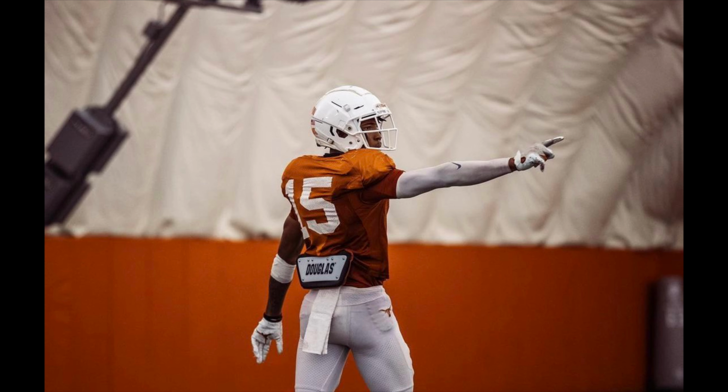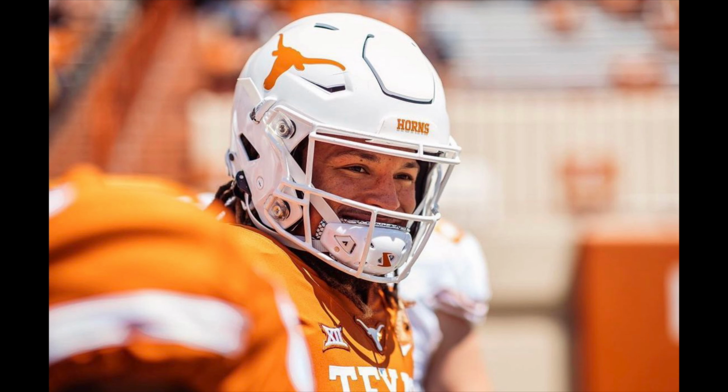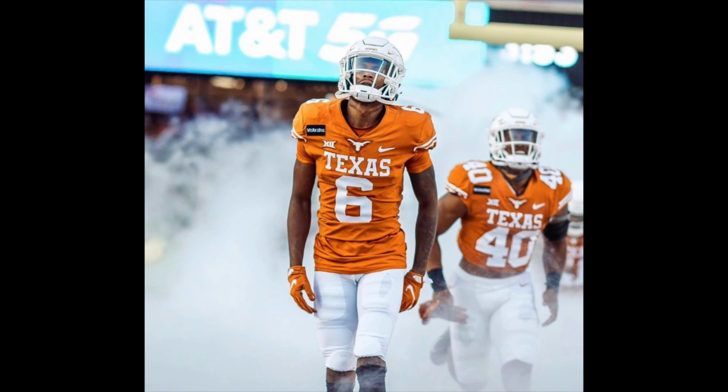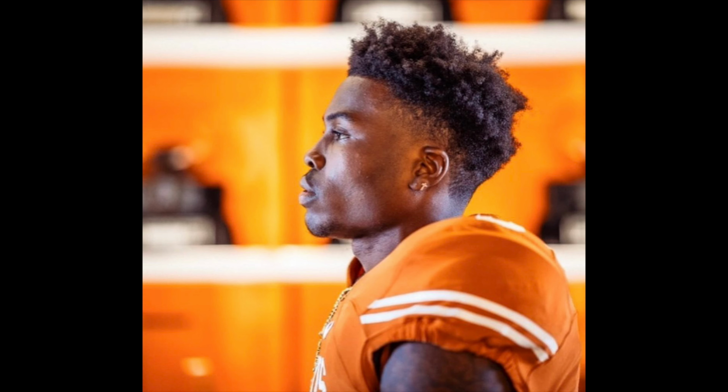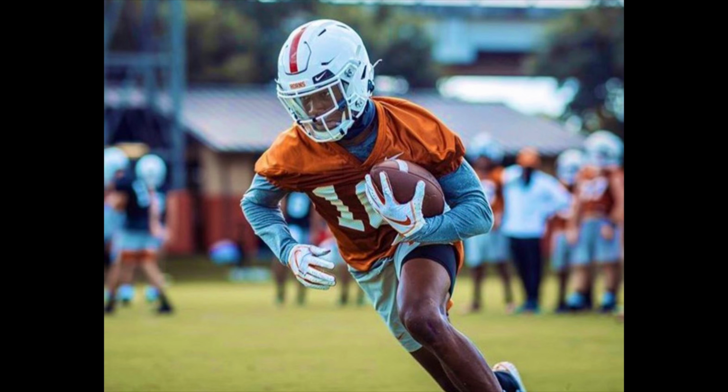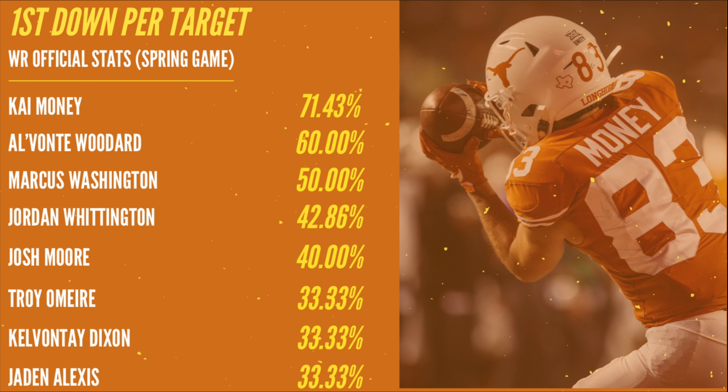The next person, guys, is Jordan Whittington at 42.86%. So 3 first downs on 7 targets. And then we're going to go down to Josh Moore, 2 first downs on 5 targets for 40%. And we had 2 people tied for the last spot there, 33.33%. 1 first down on 3 targets for Troy Murray, as well as Cavante Dixon. All right, let's go to the next slide, guys, and we're going to talk about explosive plays per target on the next slide.